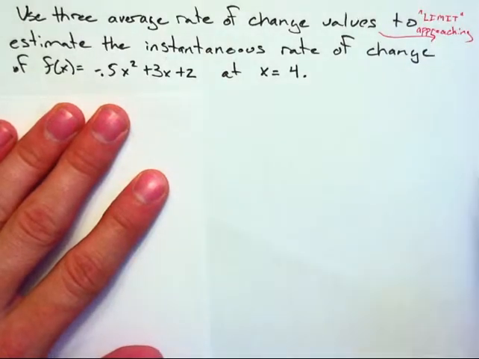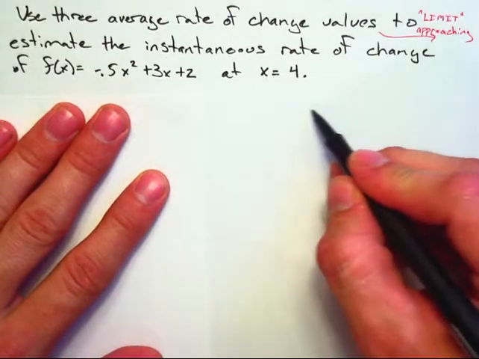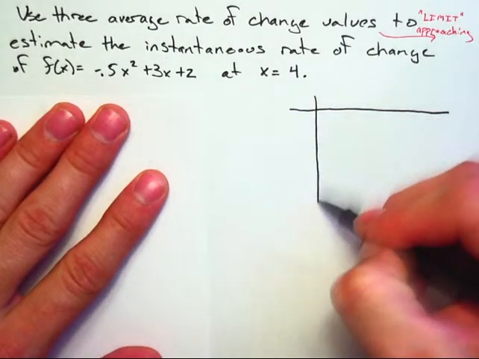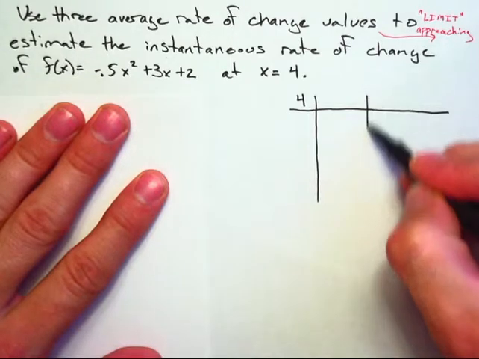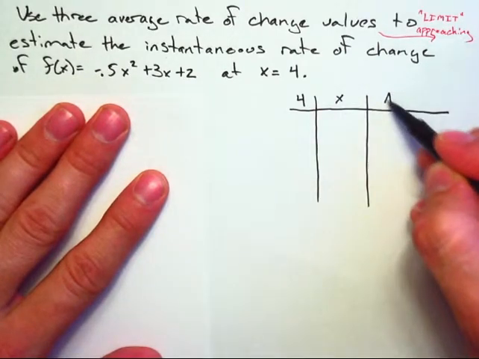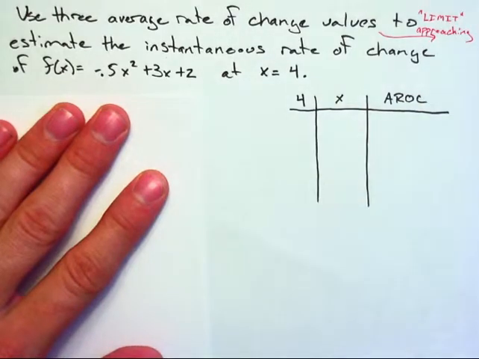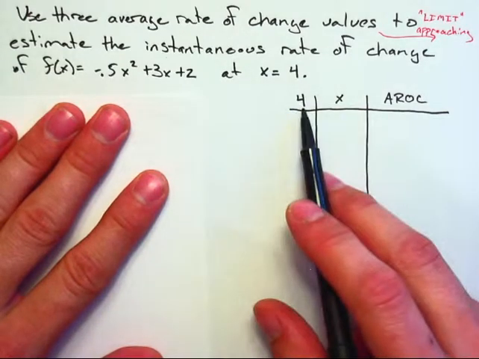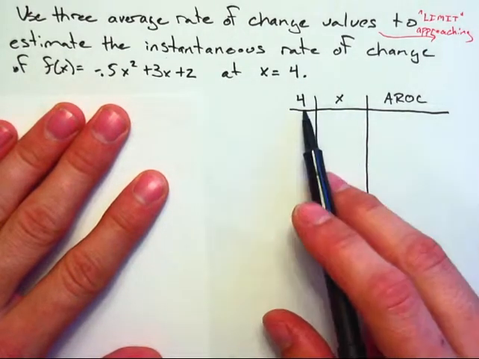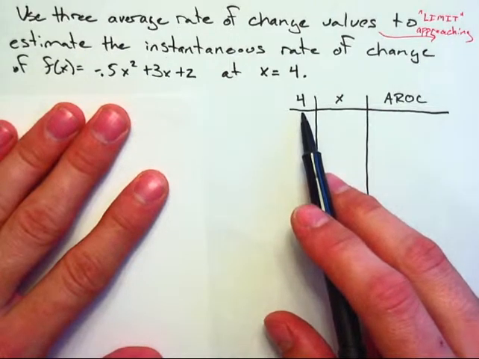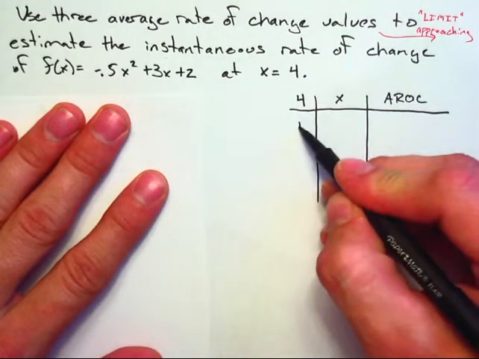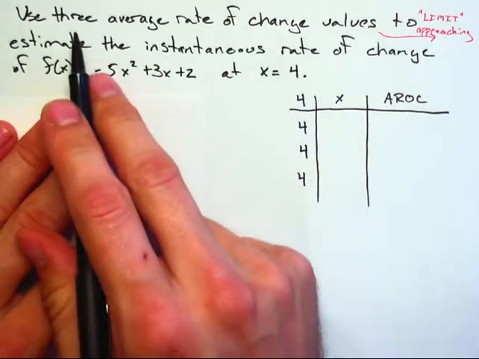So in order to do that, one of the easiest ways to organize this information is with a table. I'm going to make a quick table here, and in this table it's going to have three columns. The first column is going to be 4, the second column is going to be x, and the third column is going to be the average rate of change on this interval. So this represents, here's x equals 4, that's where we want the IROC, so we're going to use 4, and x is going to be the other value. Now, you don't have to use 4. It's a nice way to do it. There are other ways. You might see other examples moving to the left and right of 4, but we're going to use 4 for every single one of these three average rate of change values.